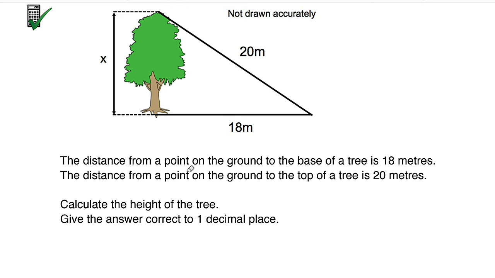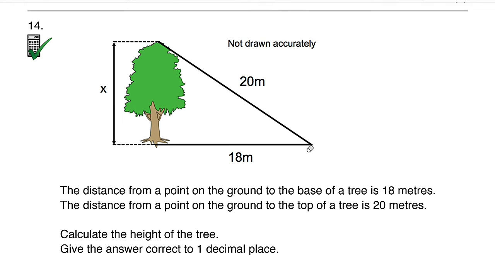The distance from a point on the ground to the base of a tree is 18 meters. The distance from a point on the ground to the top of a tree is 20 meters. We're asked to calculate the height of the tree correct to 1 decimal place. So this is the point they are talking about. Let me call it P. So from this point to the base of the tree is 18 meters. And from the same point to the top of the tree is 20 meters. We are asked to find the height of the tree.